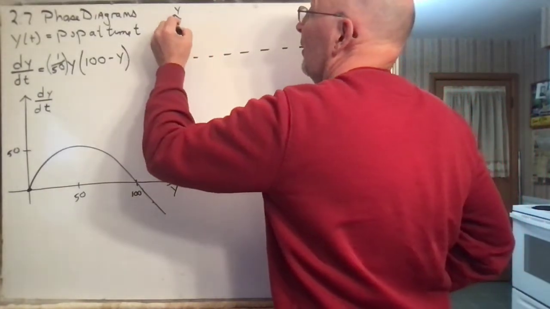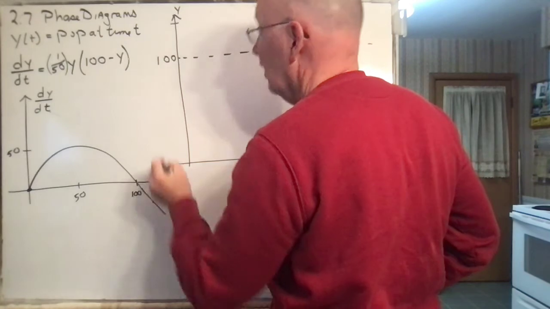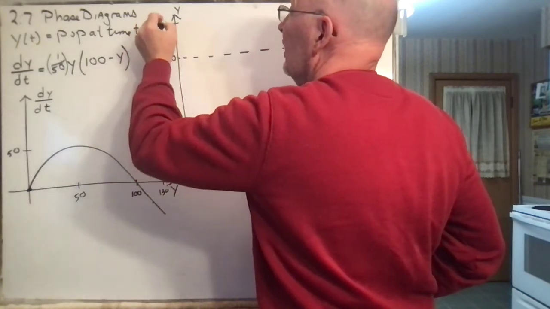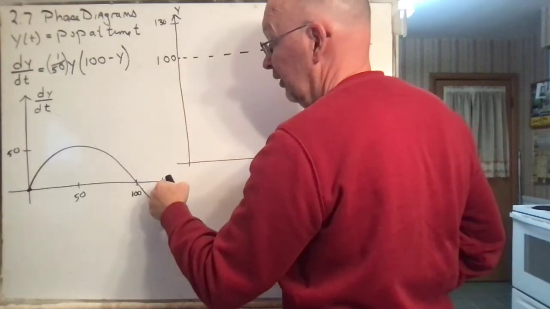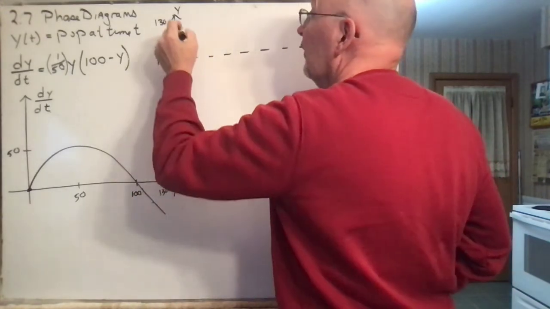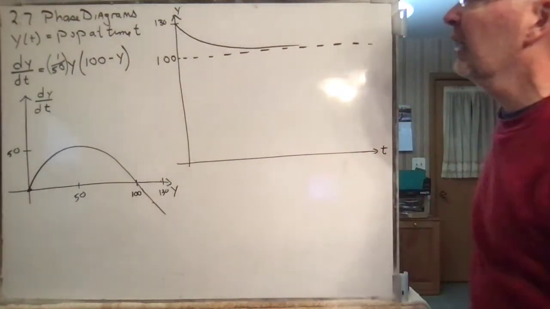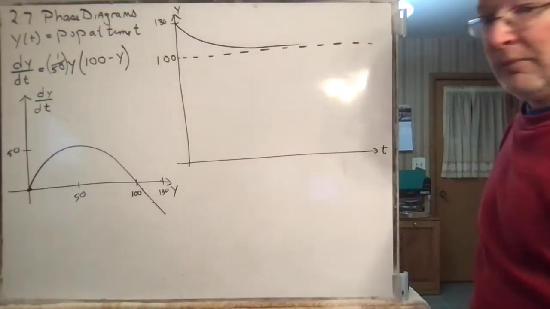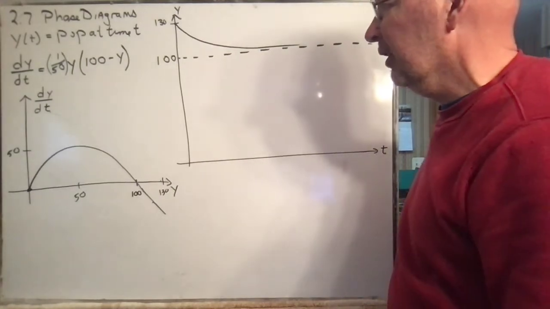So if I start at something, say this is 130. If I start at 130, see, here's my y value. There's my y value. Start at 130. What's it going to do? It's going to decrease quickly at first, and then the rate of decrease is going to slow down. It's going to look something like that. Okay?